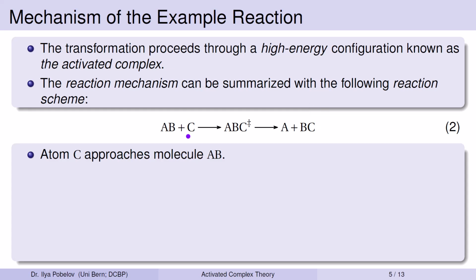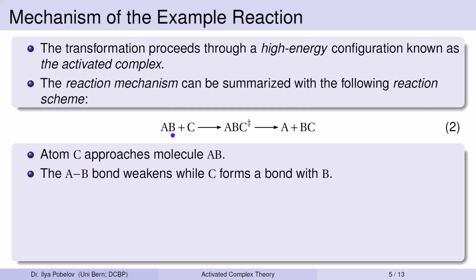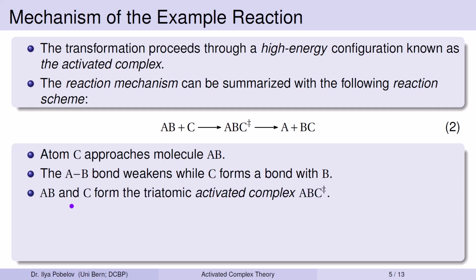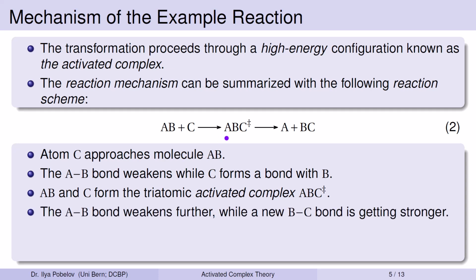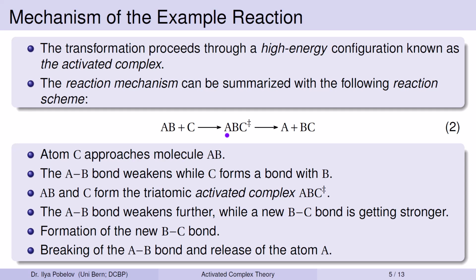In this reaction, atom C approaches molecule AB. The bond AB weakens while C forms a bond with B. Together, AB and C form the triatomic activated complex ABC, which then proceeds through bond rearrangement. The bond AB weakens further while a new BC bond is getting stronger. This leads to the formation of the new BC bond, breaking of the AB bond, and release of the atom A.